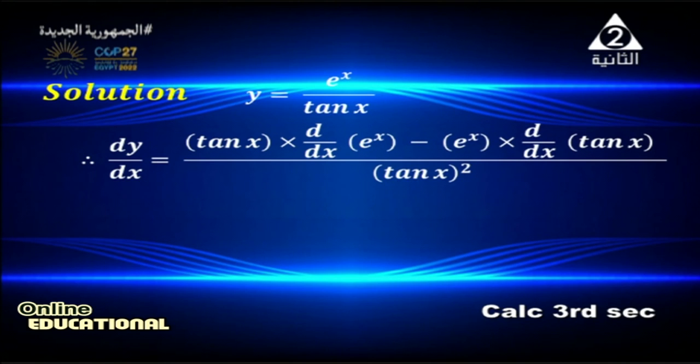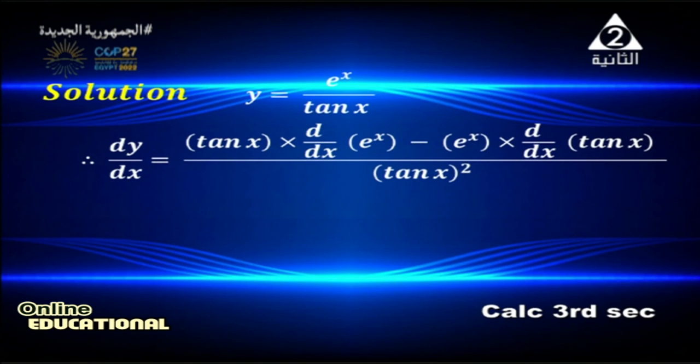10x, which is the function in the denominator, multiply the derivative of the function in the numerator, 10x multiply the derivative of e to the power x dx by dx, minus the function in the numerator e to the power x multiply the derivative of the function in the denominator, which is 10x, all over tan x all to the power 2.